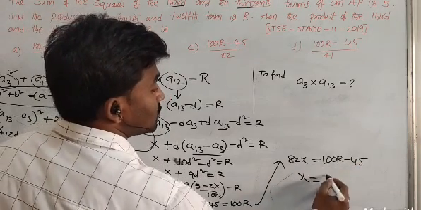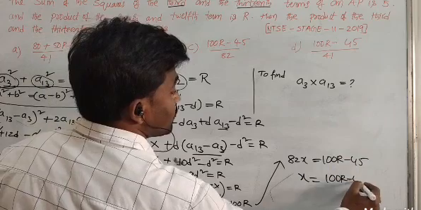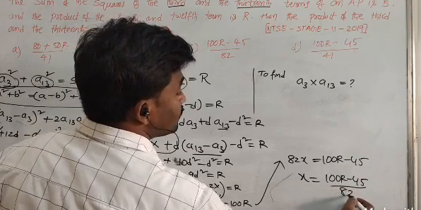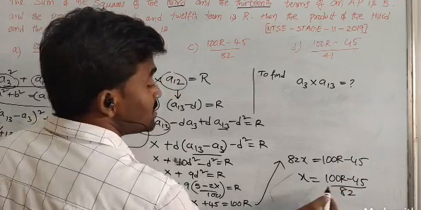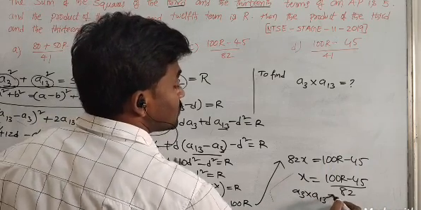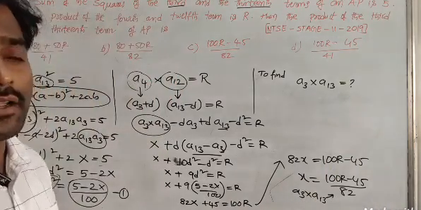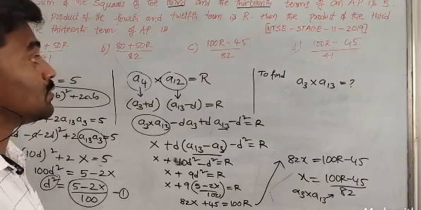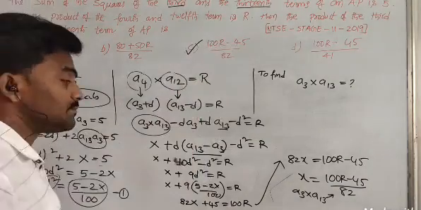x is equal to 100R minus 45 by 82. So x means A3 into A13, which is equal to 100R minus 45 by 82, which is option C.